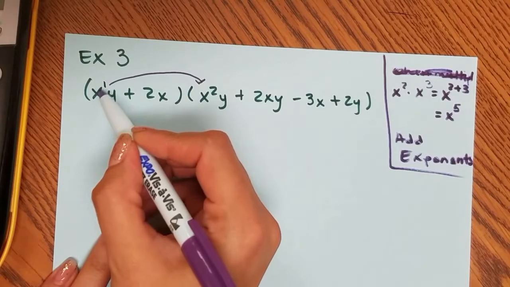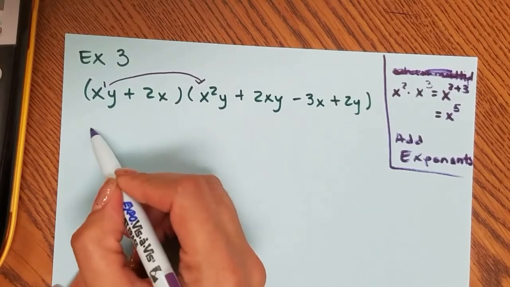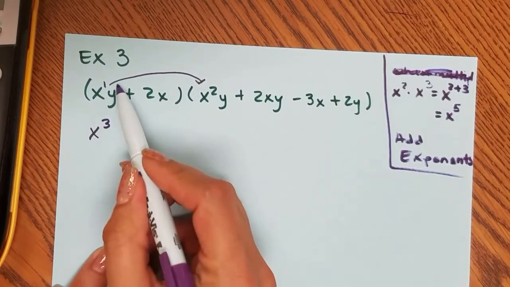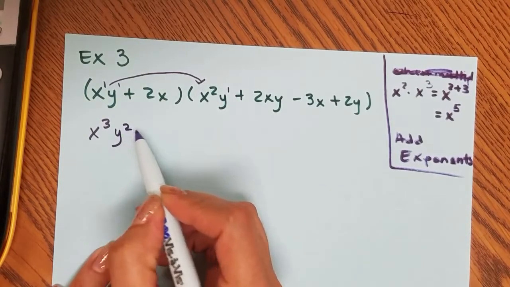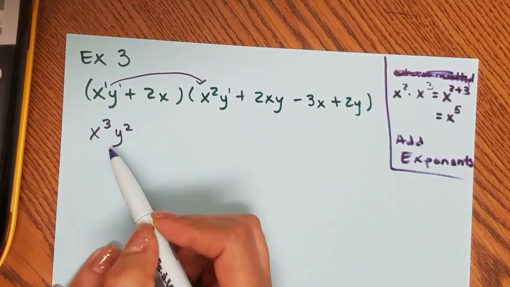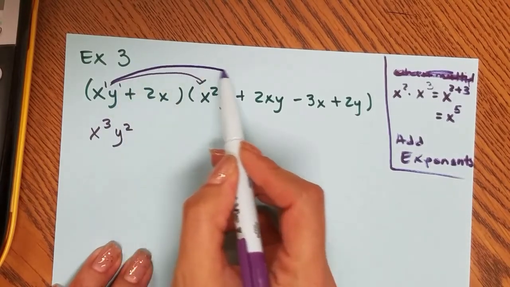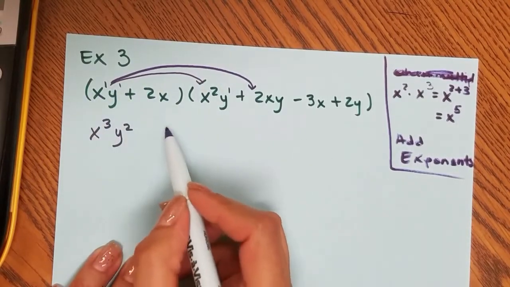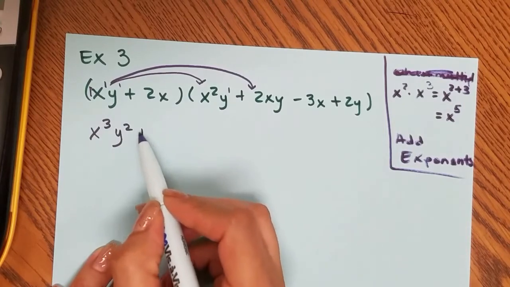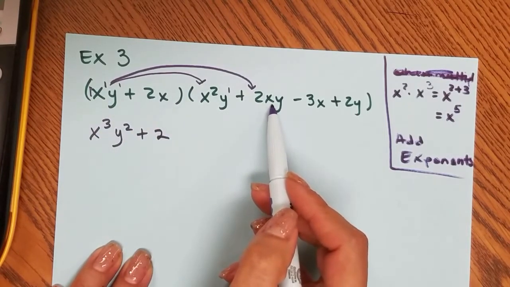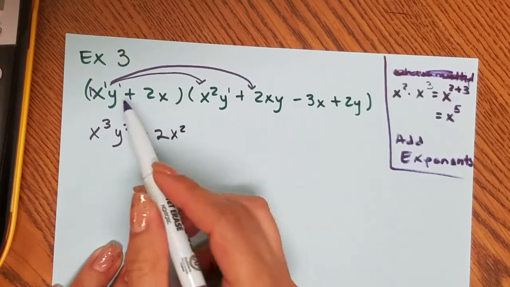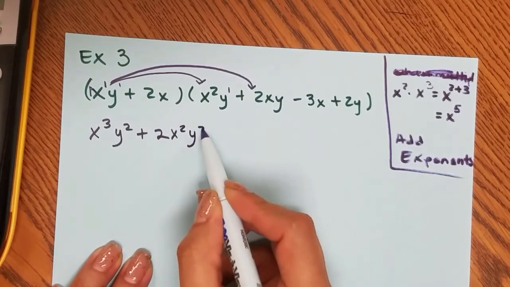So this is x to the 1 times x squared, which is going to give you x cubed, but you still have y to the 1 times y to the 1, which is going to give you y squared. And those stay together. That's one term. Then you distribute it again. Our coefficient is 1 times 2, so positive 2. x times x is x squared. y times y is y squared.